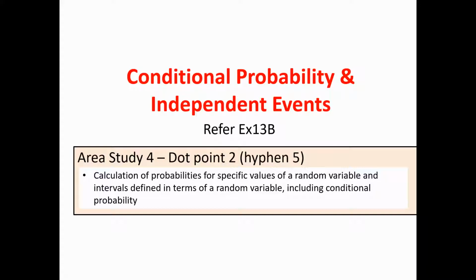Exercise 13B is conditional probability and independent events. Now let's just recap. I mentioned independent events and dependent events yesterday. Can someone tell me again the difference between mutually exclusive and independent events in your own words? Let's start off with Richie.